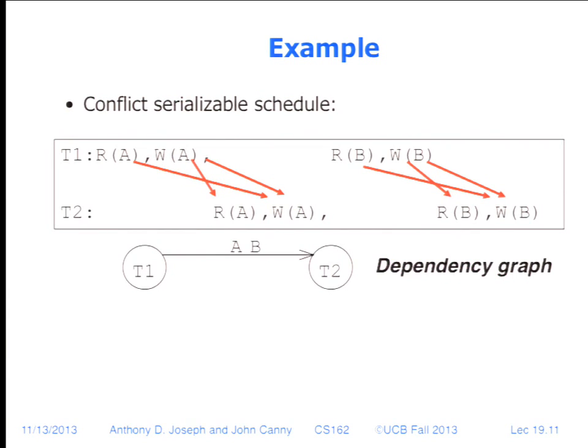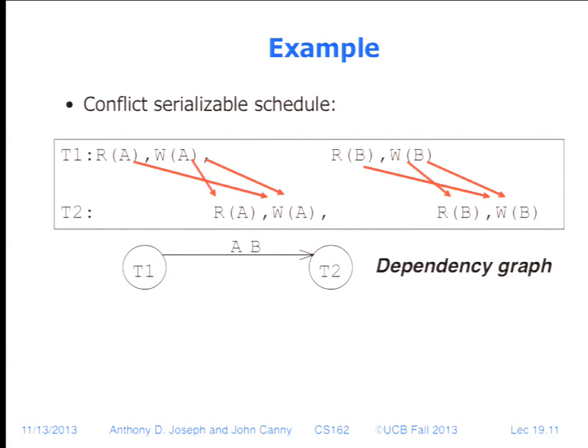All right, and if that's all there is, we're actually okay. We can execute T1 before T2, and we do that by pushing all of the other operations of T1 to the left and the operations of T2 to the right, and they won't conflict because there won't be any backwards arrows that we'd have to cross. Okay, is that clear?